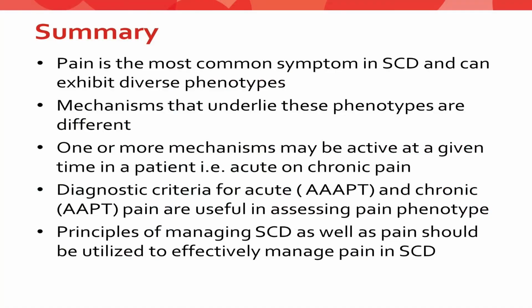In summary, hopefully I have shown you today that pain is the most common symptom, although it exhibits different phenotypes in patients with sickle cell disease, and these mechanisms are different; all the mechanisms are not the same. So all pain is not the same in sickle cell disease. And it's important to understand that one or more mechanisms could be active at a given time. This becomes very important when a patient with chronic pain goes to the emergency department for acute pain, because you can have acute pain on chronic pain as well, and that needs to be managed as well.